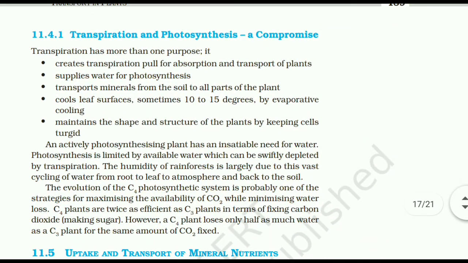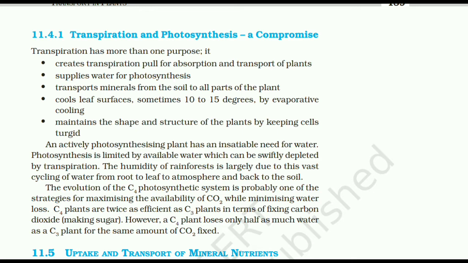11.4.1 Transpiration and photosynthesis, a compromise. Transpiration has more than one purpose. It creates transpiration pull for absorption and transport in plants, supplies water for photosynthesis, transports minerals from the soil to all parts of the plant, cools leaf surfaces, sometimes 10 to 15 degrees, by evaporative cooling, and maintains the shape and structure of the plants by keeping the cells turgid.